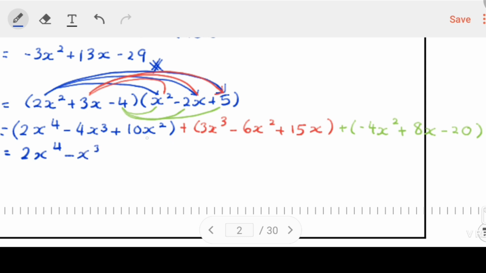Then look for terms with x power 2 or x squared. So 10 minus 6 become plus 4x squared. Look for terms with x power 1. So we have 15 plus 8.